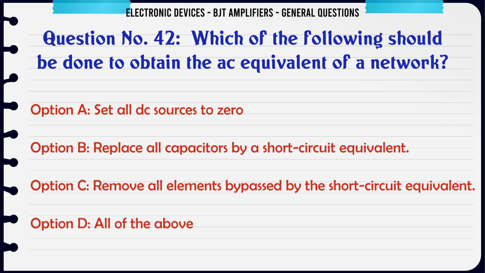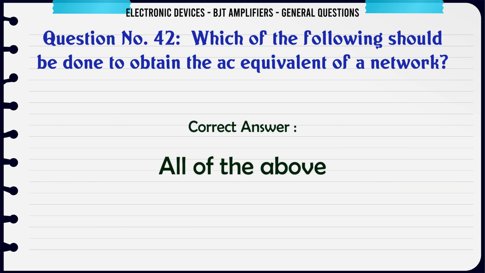Which of the following should be done to obtain the AC equivalent of a network? A. Set all DC sources to 0. B. Replace all capacitors by a short circuit equivalent. C. Remove all elements bypassed by the short circuit equivalent. D. All of the above. The correct answer is all of the above.